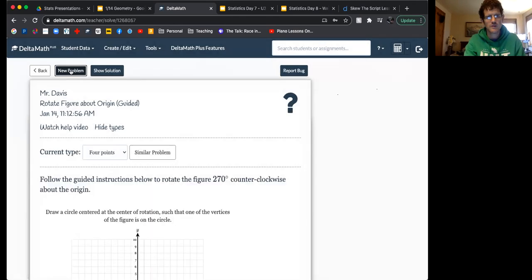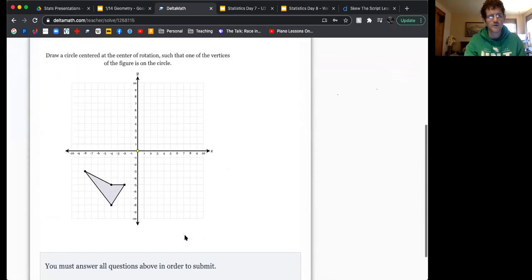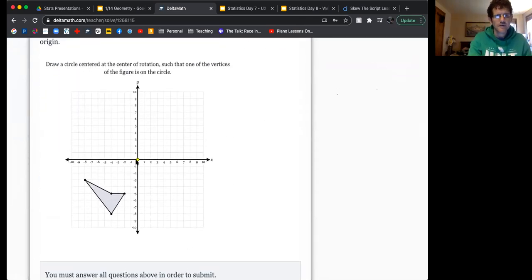Why does it keep doing 5 points? And I can't seem to get this to stick. 4 points, fine, we'll go with that. Okay, so pick a random point. I'm gonna rotate based on this point. There's the line going through it.